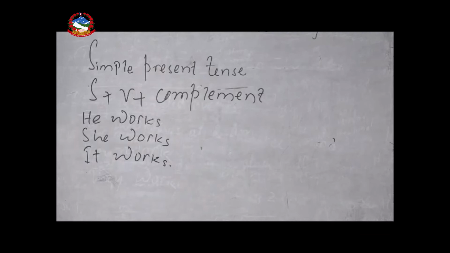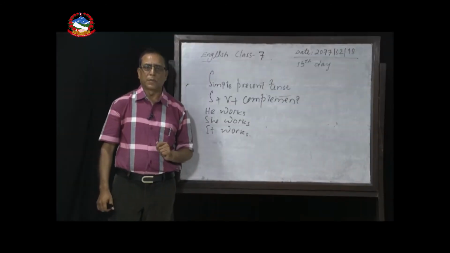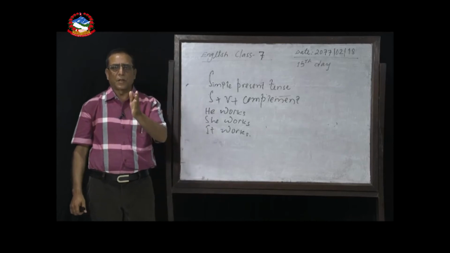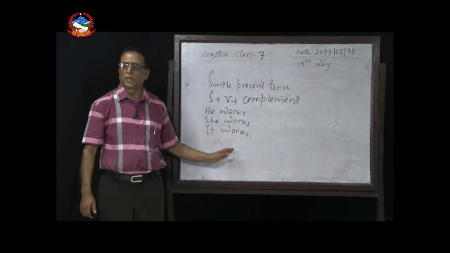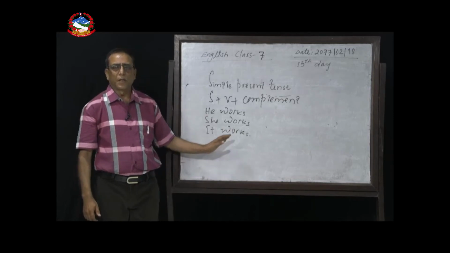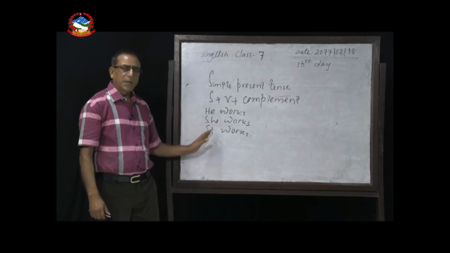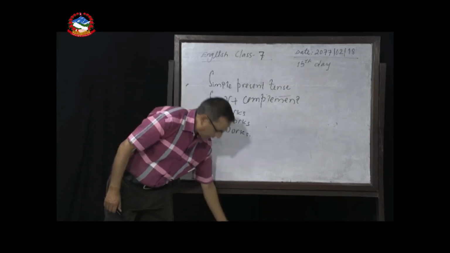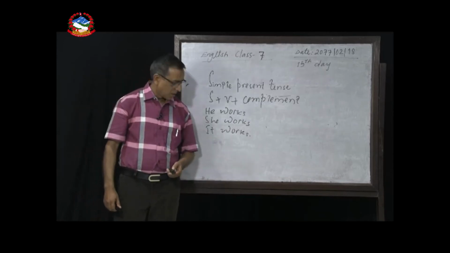Now let's see. I walk. It's not using the s here after walk, because for the first and second person we are not using s, but only for the third person we use s after the verb. He walks, she walks, it walks. Now let's go to another slide.